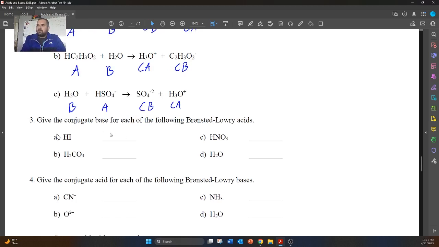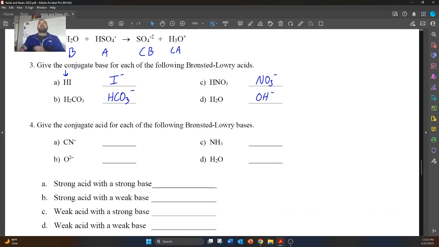I minus. All right, so give the conjugate base for each of the following acids. This is an acid, and we need the conjugate base for it. So what's A again? I minus. So after it gives away a hydrogen, it becomes I minus. What about B? HCO3 minus. All right, so HCO3 minus, it gives away a hydrogen, gains a negative charge. Somebody else at his table? For C, NO3 minus. All right, NO3 minus, last one. OH minus.